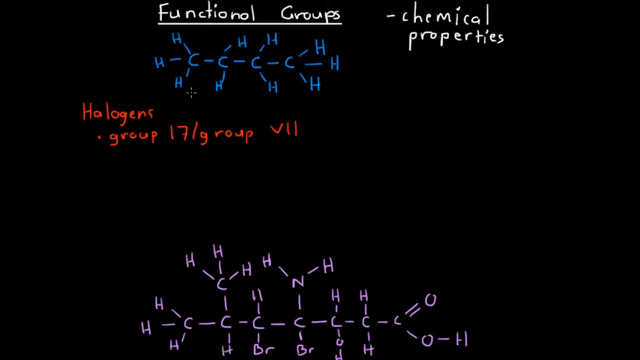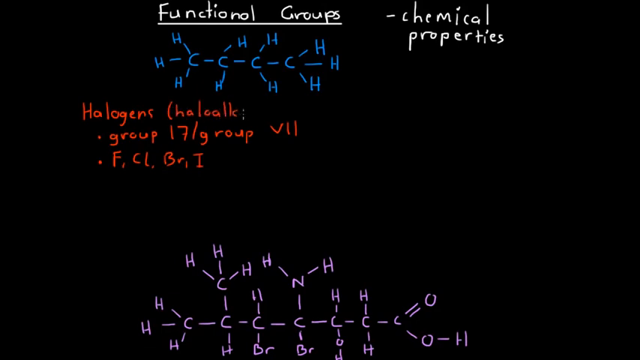So basically, halogens, if we have a chain like this, a regular alkane, and one hydrogen atom is substituted for an atom of a halogen. So this could be, for example, a fluorine atom, a chlorine atom, a bromine atom, or an iodine atom. Then any hydrogen on this molecule can be replaced with one of these. And in that case, the whole molecule becomes what we call a haloalkane.